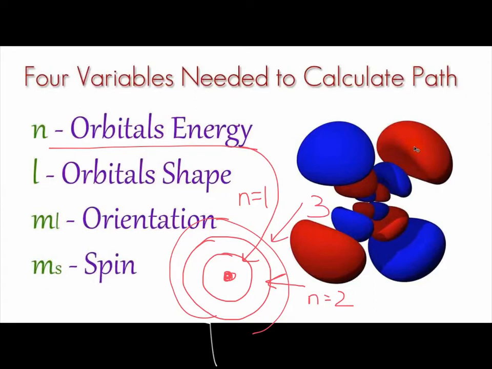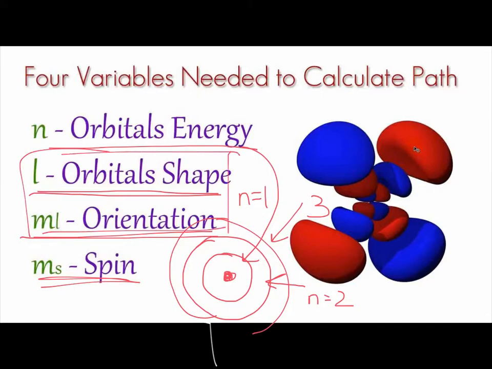The second variable is the orbital shape. So we have the energy level of an electron, we have the shape of the orbital or the area where the electron is located, the orientation, and then finally the spin. Alright, so these are probably not going to make, particularly shape and orientation, are not going to make sense just yet, but they will. Let me talk really quick about spin.